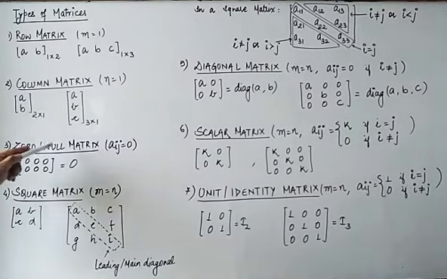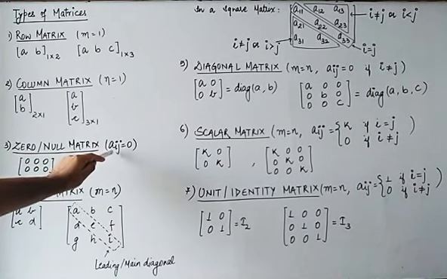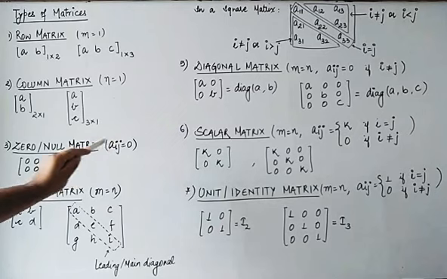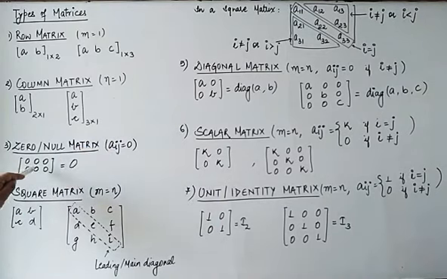Now, a zero matrix or a null matrix. A zero matrix or a null matrix is a matrix in which all the elements, that is a_ij, all elements are zero. Example: 0, 0, 0, 0, 0, 0. It is a 2 by 3 order matrix with all elements as 0. It is denoted by O.